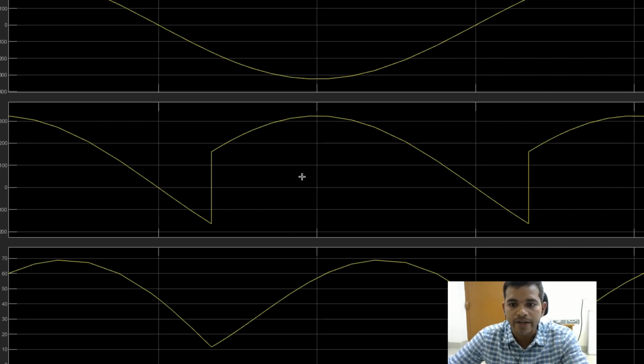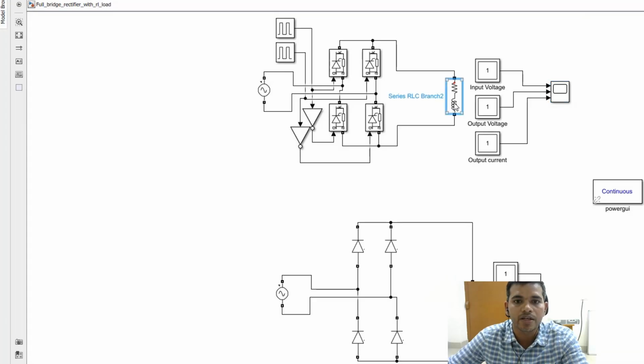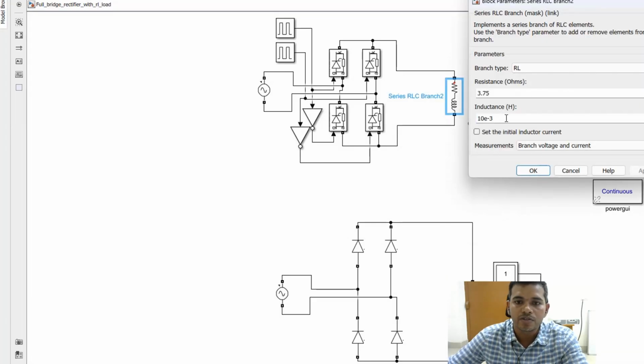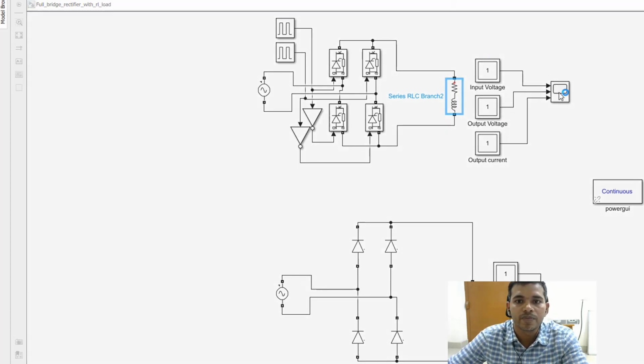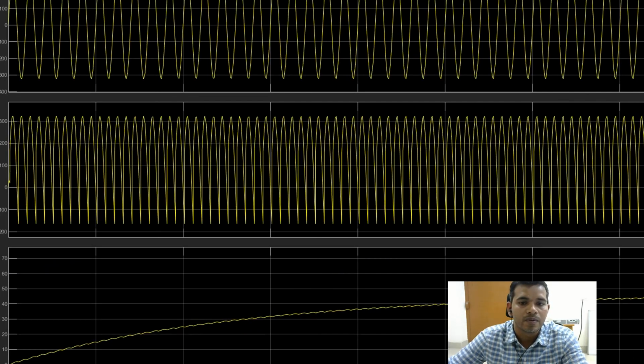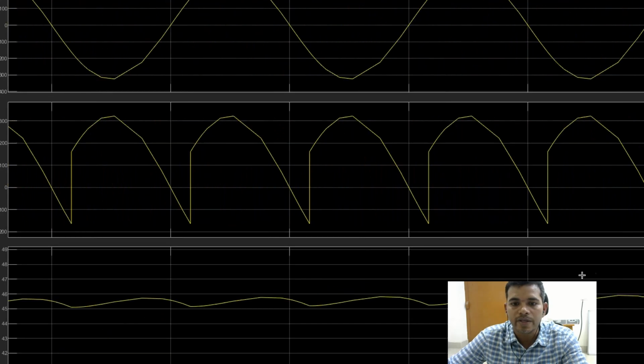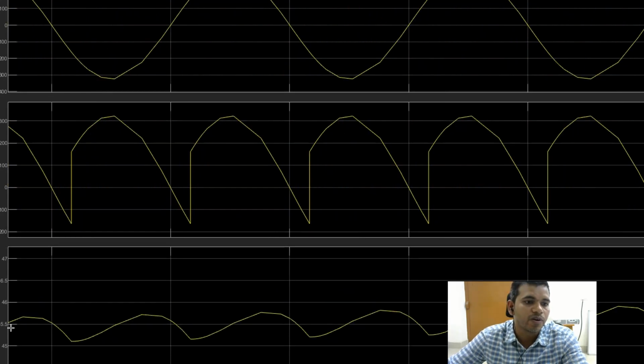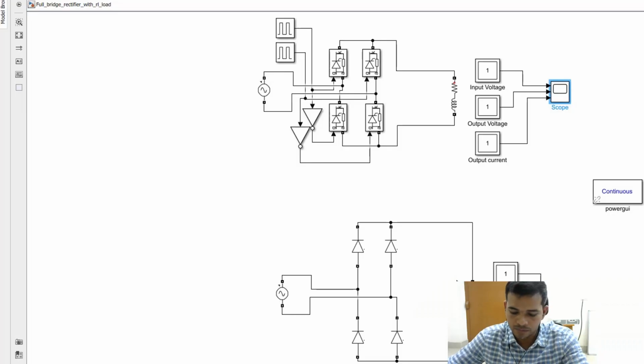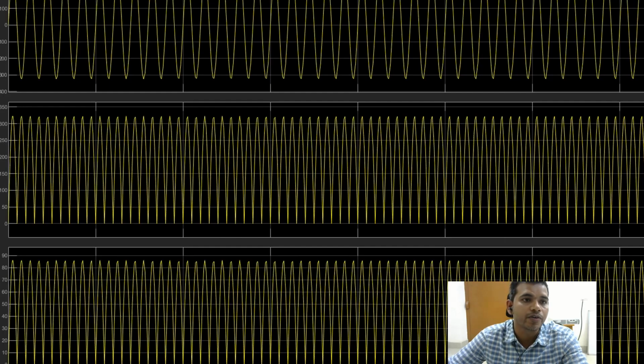If you take a highly inductive load, the current will be continuous, and continuous means constant. If you take a highly inductive load, then the current will be constant. The ripple will be very less. For steady state, only 0.5 ampere. But a diode negative spike will happen.